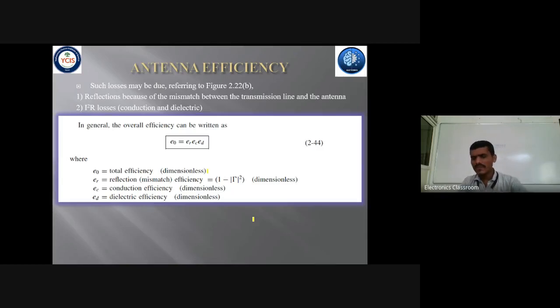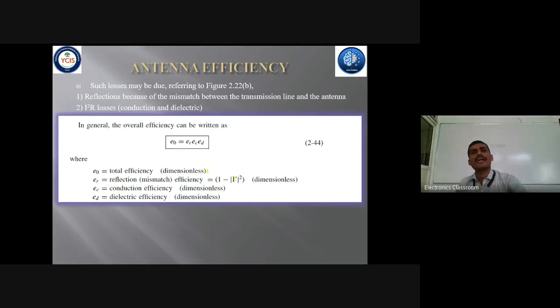Okay. After that, these are the two different losses. One is the reflection loss, which is present at the antenna input terminal, due to the mismatch between the transmission line and the antenna. And the second one is the conduction and dielectric losses. Now it can be referred to for the calculation of overall antenna efficiency.